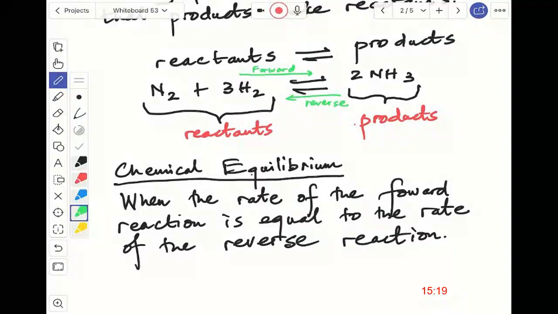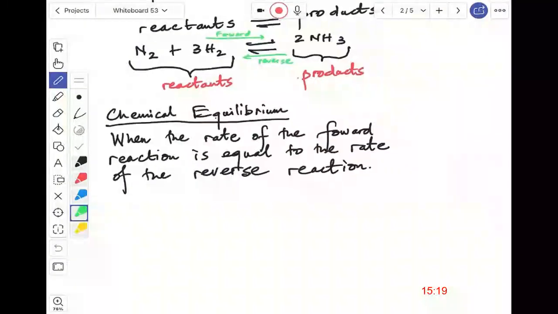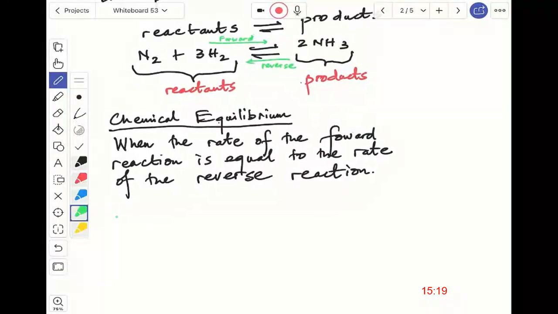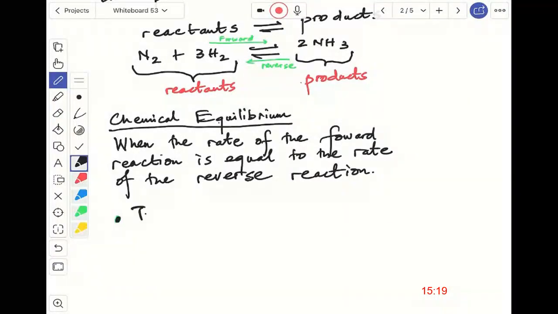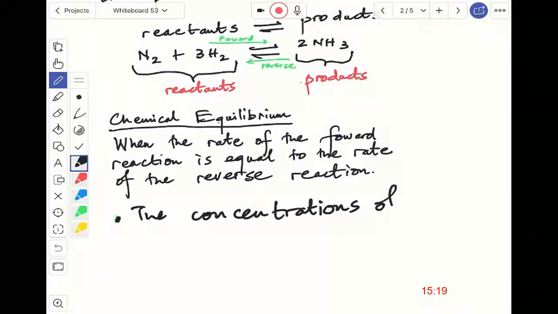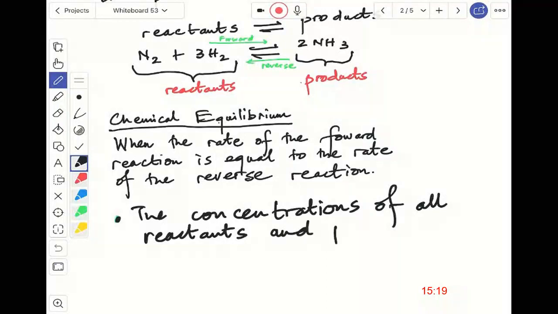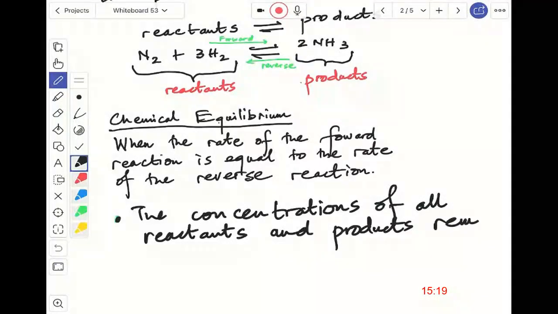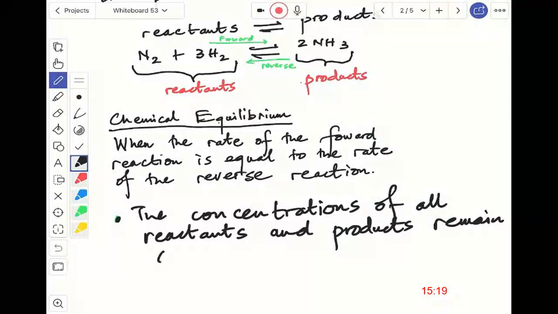So our first conclusion about chemical equilibrium is the concentrations of all reactants and products remain constant.